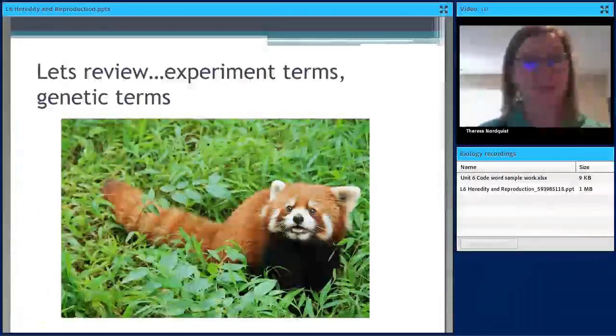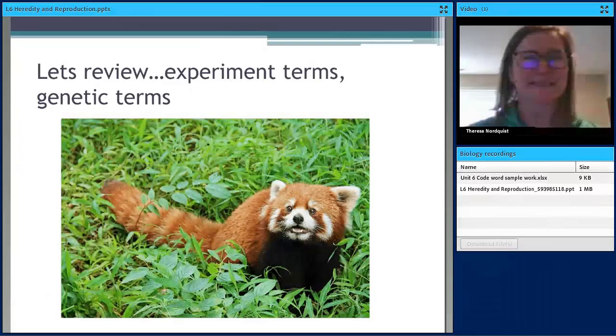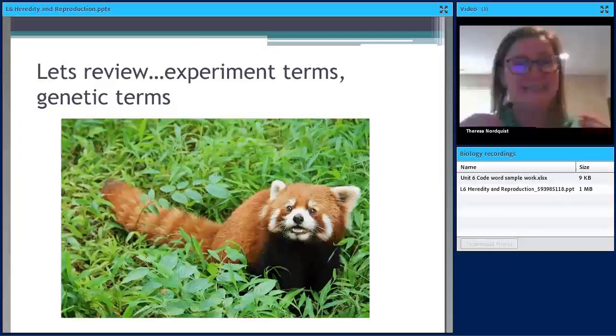Okay, so we're going to review some terms and talk about a study that was presented in this lesson. It's a study about red pandas, who I think are so incredibly cute. I just love them.